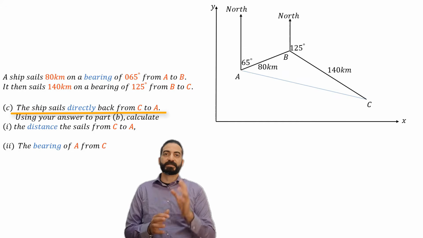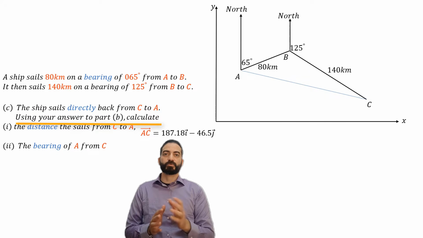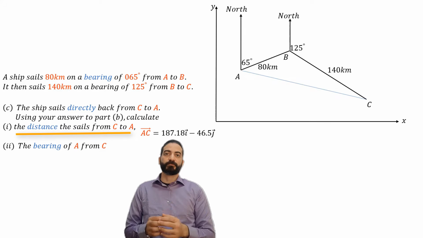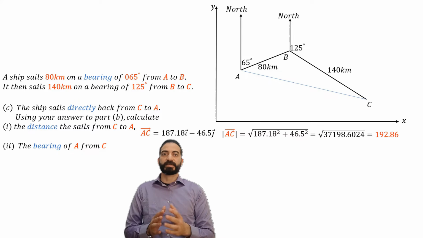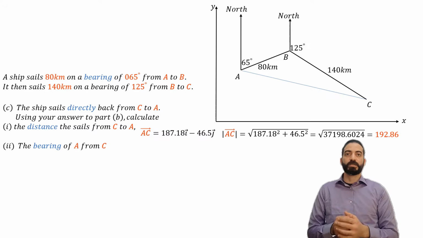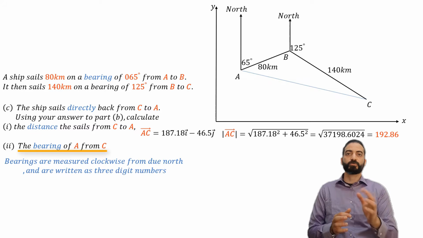We now move to part C. The ship sails directly back from C to A. Using your answer to part B, calculate the distance the ship sails from C to A. We can use the distance rule and get the answer 192.86. We now turn to the next question, the bearing of A from C.